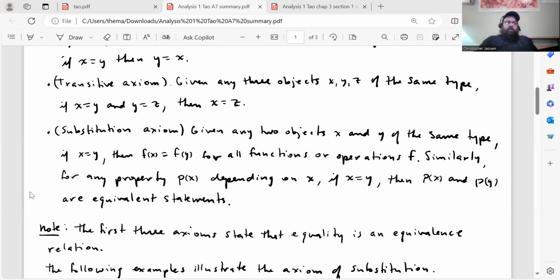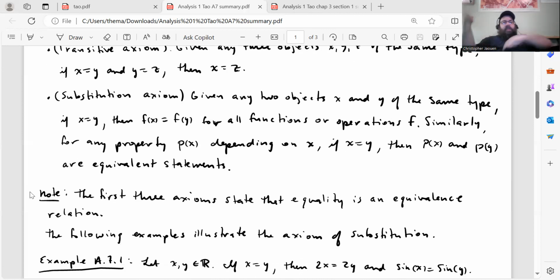Okay, and then the last one is called the substitution axiom. Given any two objects, x and y, of the same type, if x equals y, then f of x equals f of y for all functions or operations f. Similarly, for any property p of x, depending on x, if x equals y, then p of x and p of y are equivalent statements. All right, so those are the axioms that we have for equality.